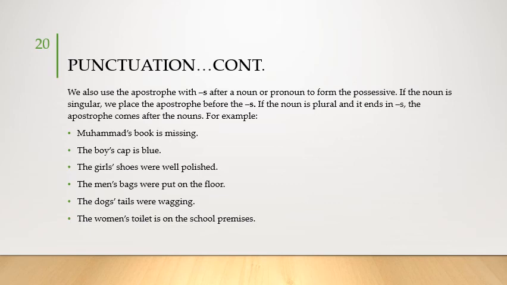The girls' shoes were well polished. So girls, plural, we put the apostrophe after the S. Already we have S as the plural marker of girls, so you just put apostrophe after the S. The men's bags were put on the floor. Men's, apostrophe S. The ducks' tails were wagging. Now ducks is plural, so you only put the apostrophe after the last S because already you have a plural noun there. The woman's toilet is on the school premises. Woman's, apostrophe S after the N.